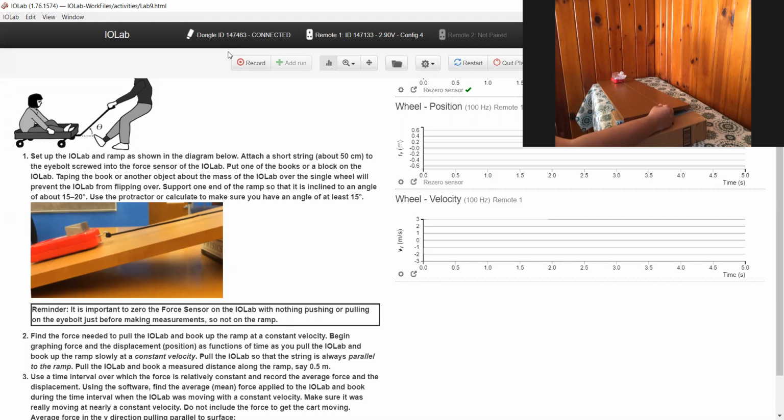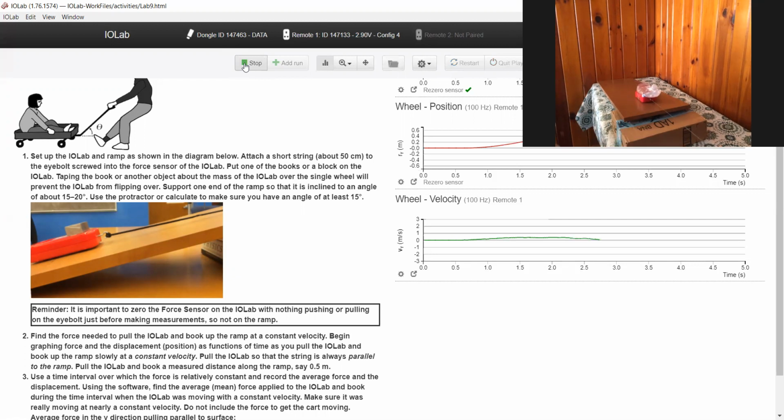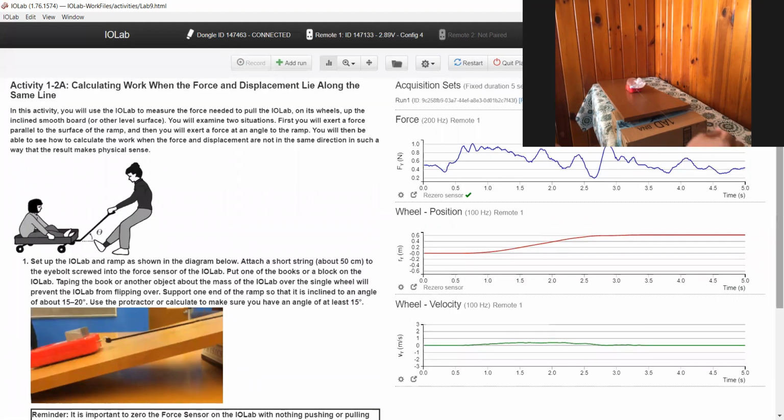Let's record. Okay, let's make it parallel, record it, and then I will pull it, trying to make it slow and constant. If you are not satisfied with the run, you may repeat it again. We always know that.